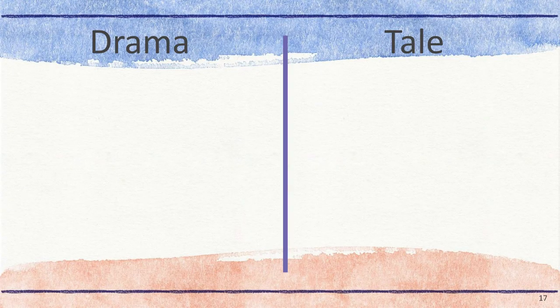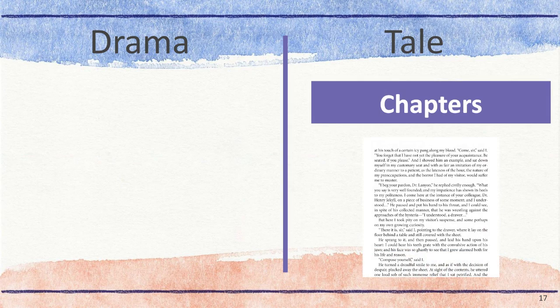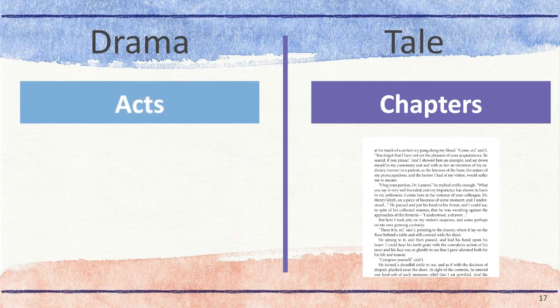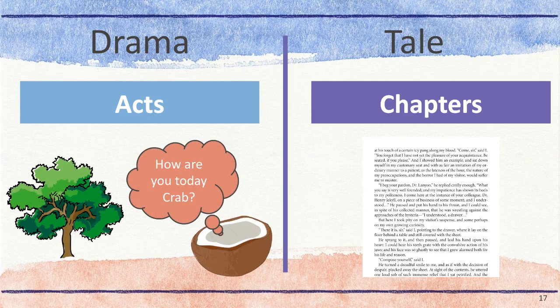Both tales and plays organize the big events of a story into chunks, but they do this in different ways. The author of a story or tale will organize big events into chapters. Each chapter will be made up of sentences and paragraphs. On the other hand, the author of a drama will organize big events into acts. Each act will include a description of the setting and directions that tell the actors what to do and say.